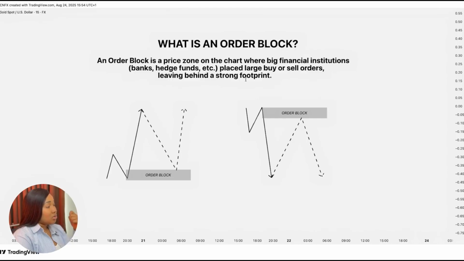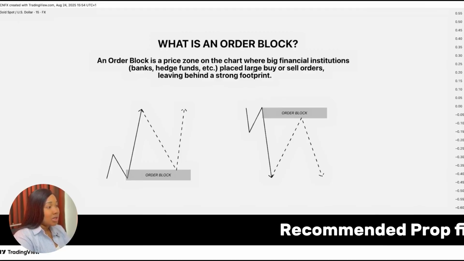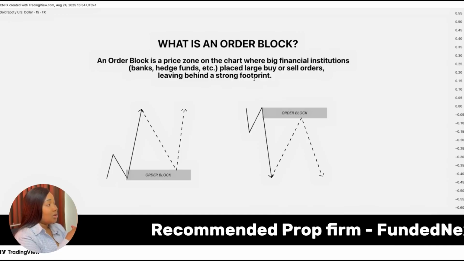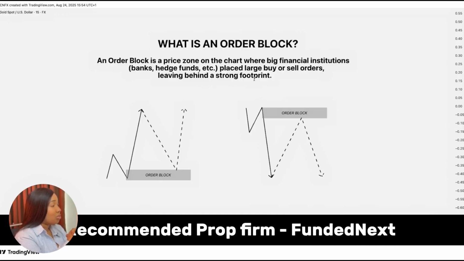So traders, let's get to understand the idea behind order block and what it means. From what I have here on the screen, you can see that an order block is a price zone on the chart where big financial institutions, like banks, hedge funds, etc., placed large buy or sell orders, leaving behind a strong footprint.